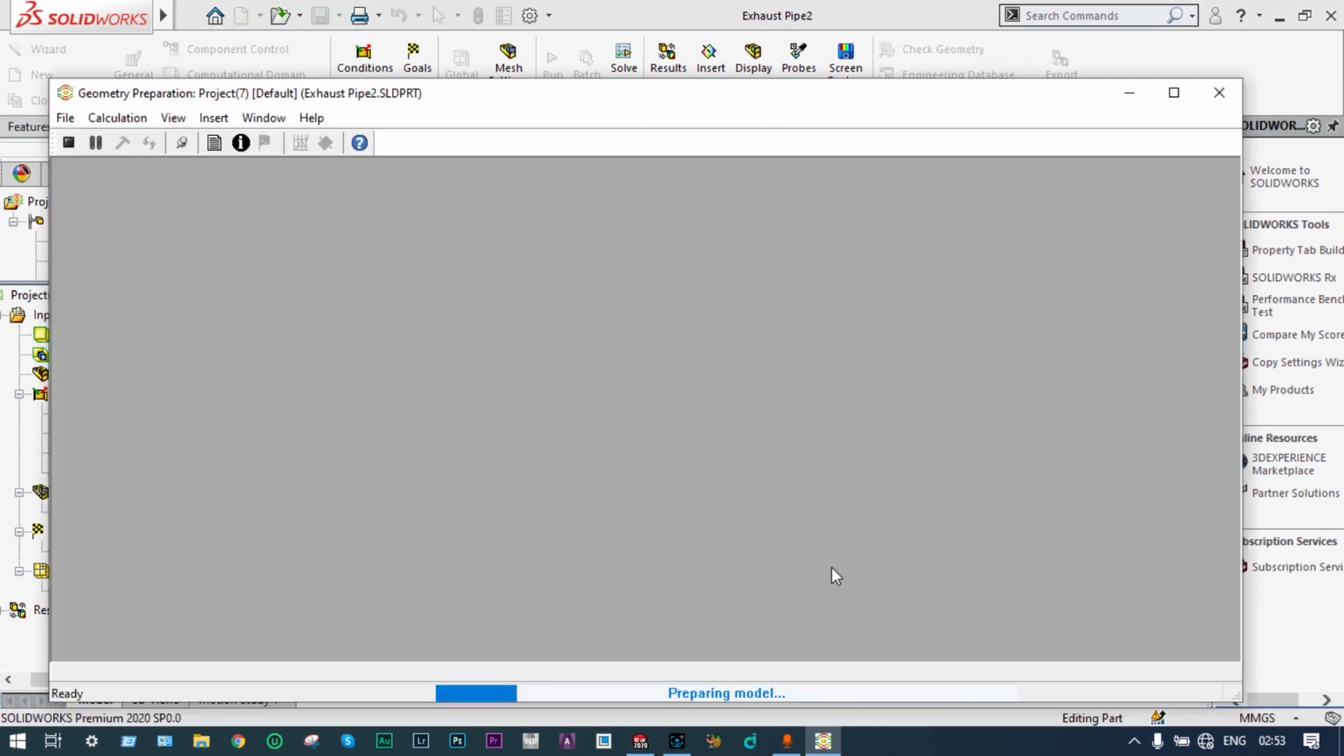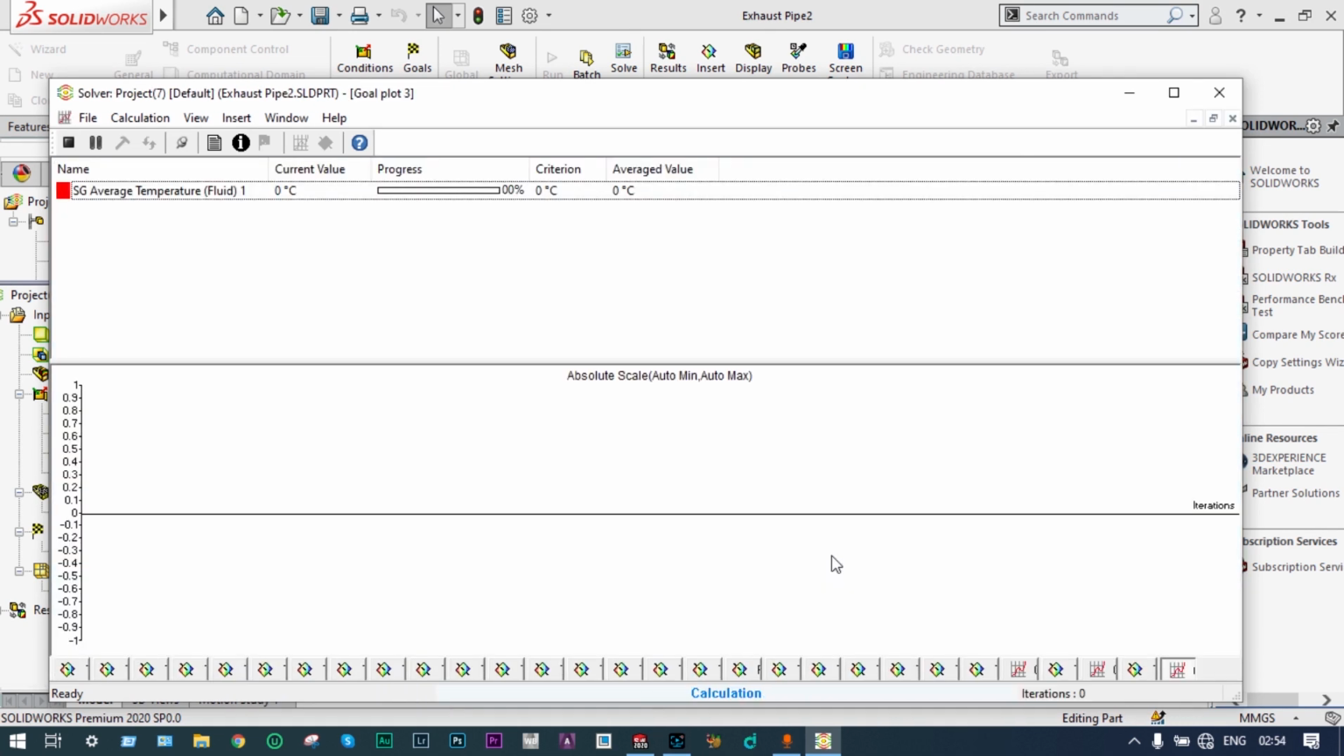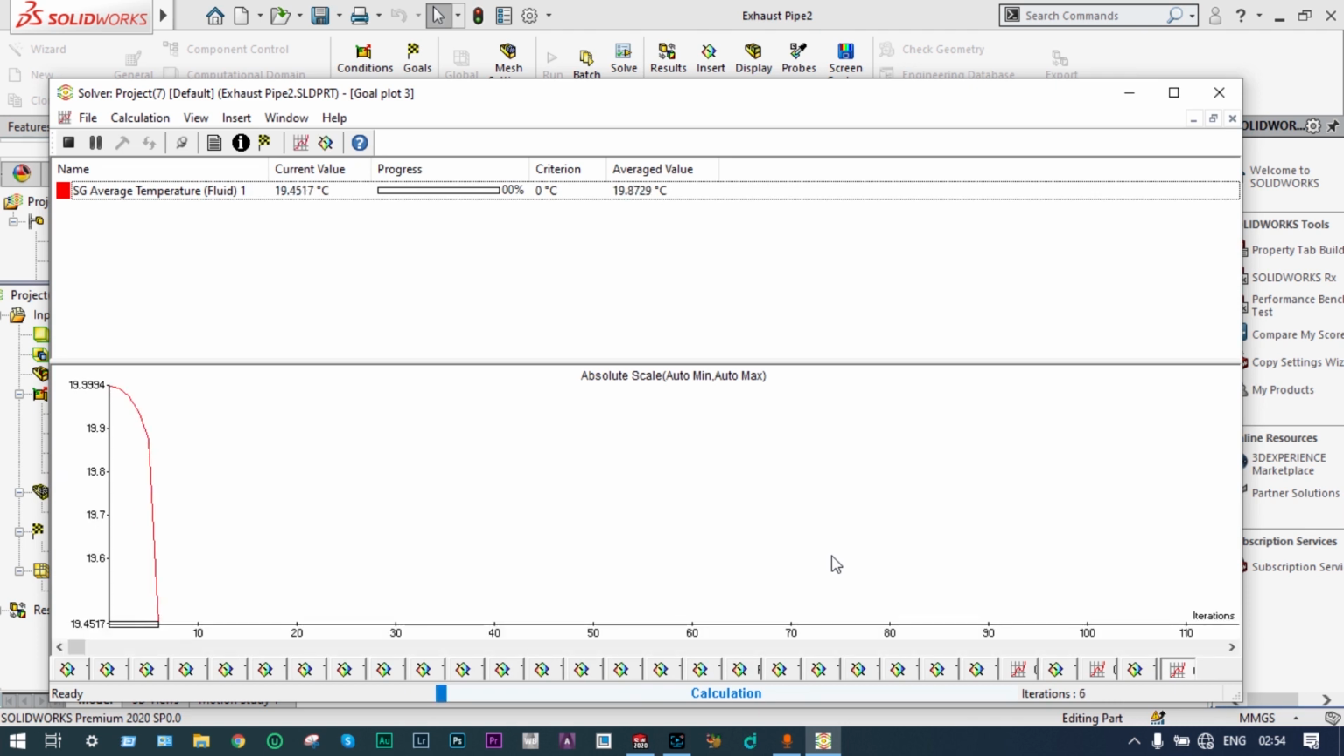Let's run it. The solver window has started its iterations. It is preparing the model right now. Mesh capturing is going on. Mesh generation is finished already. It is preparing for calculations right now. You can see that exit end temperature is 19.99 degrees centigrade.